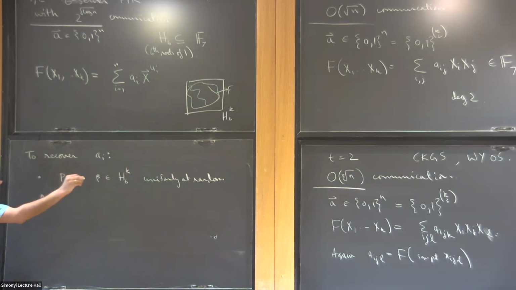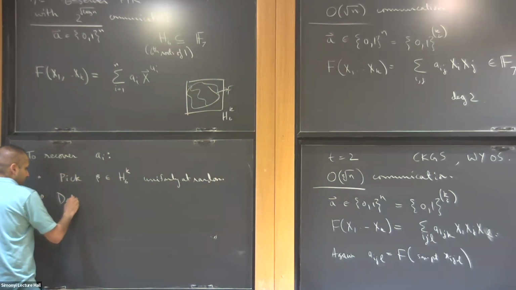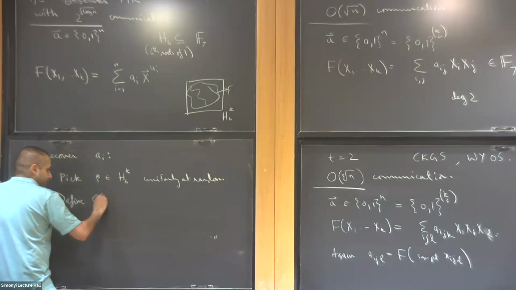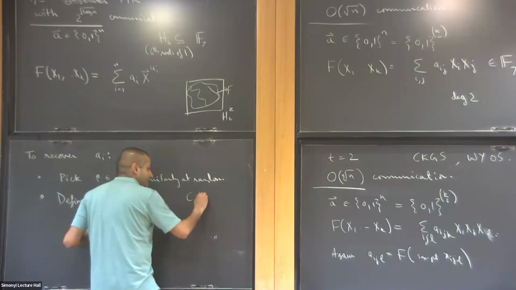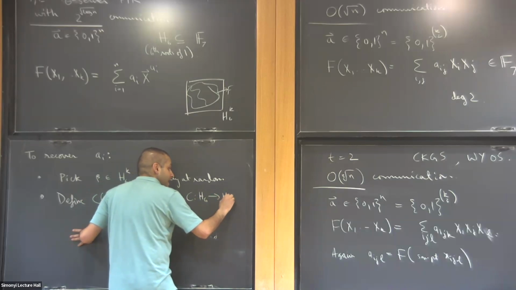And now we'll define a curve. What is this curve going to be from? I'm going to tell you where it's from. It's from H6 to H6 to the k.